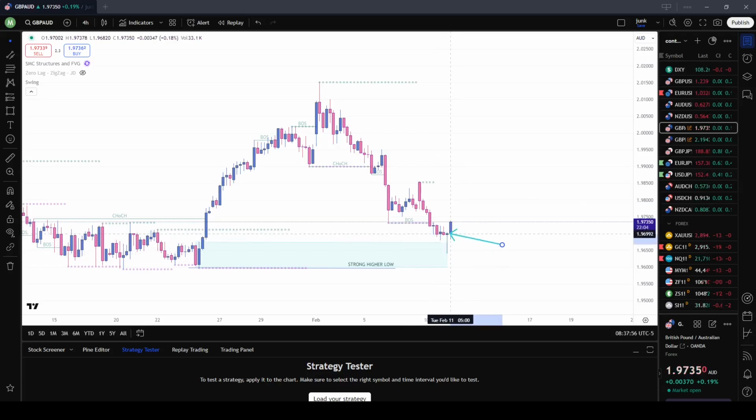So I'd wait to see a confirmation, even though this does look like a strong reaction from this demand zone. I'm waiting for another confirmation to make sure that the bulls and the buyers are back in by breaking this high. Looking for any type of opportunity then, but it does look like a strong reaction from this demand zone.